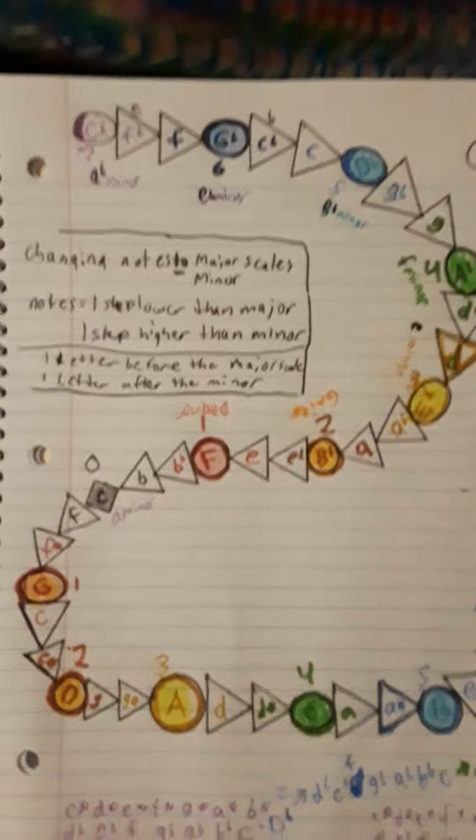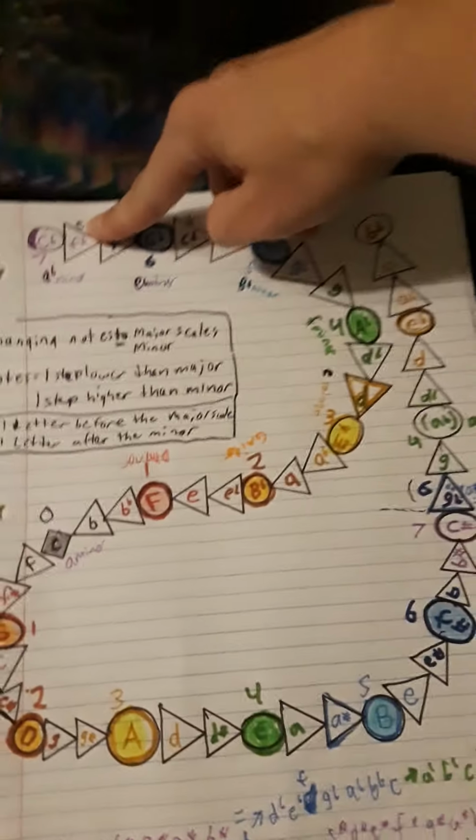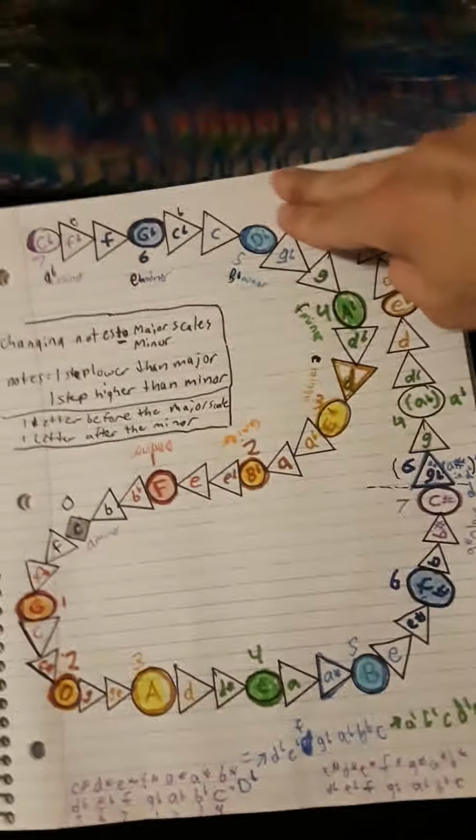So for instance, F flat, or E to F, so F is one step lower than G flat major, but it's one step higher than the E flat minor. Or you could say F is one letter before the G flat major scale and one letter after the E flat minor scale, right? If that makes sense.